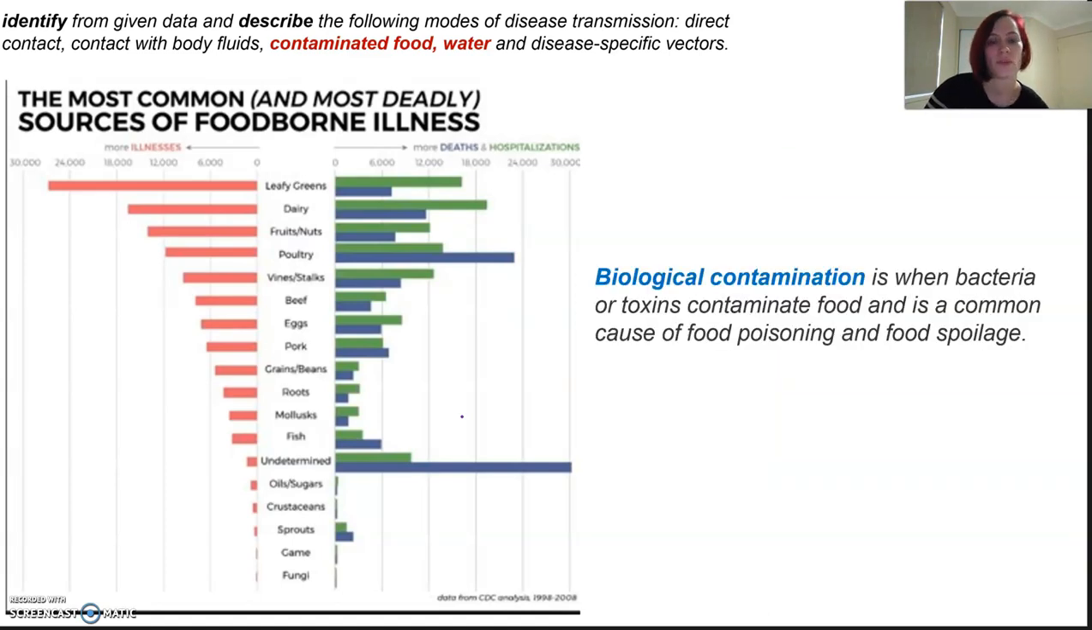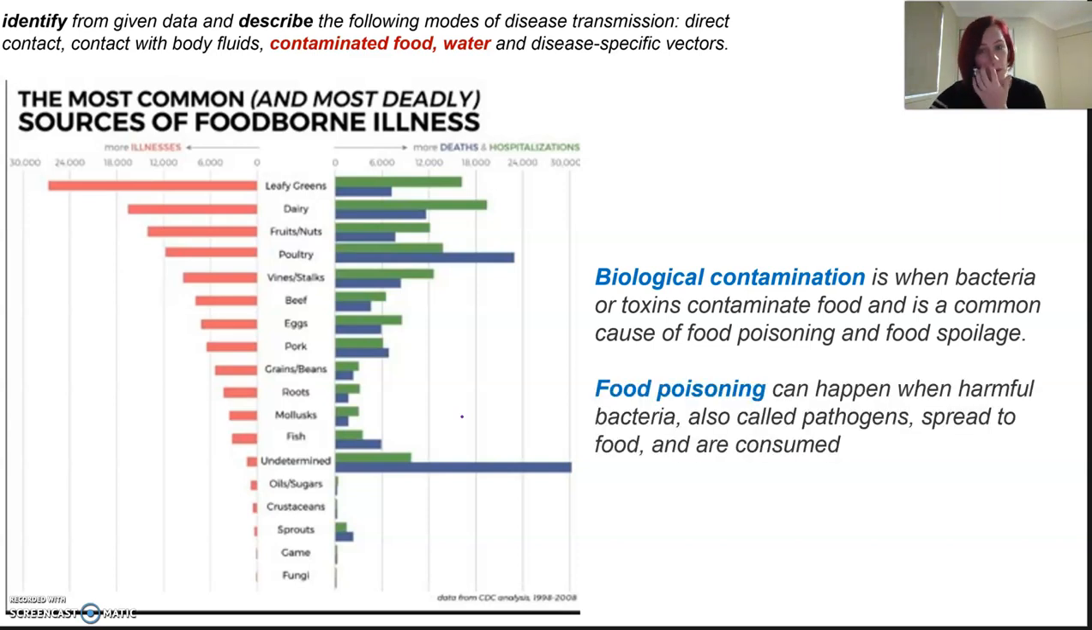Common sources of foodborne illnesses. We're talking biological contamination when bacteria and toxins contaminate the food. And we talk about that in terms of food poisoning. So we're talking things like salmonella, staphylococcus, listeria. They're really common. They're extremely toxic to our system. And so they multiply in us and they produce waste in us. And our body tries to expel them as quickly as we can.